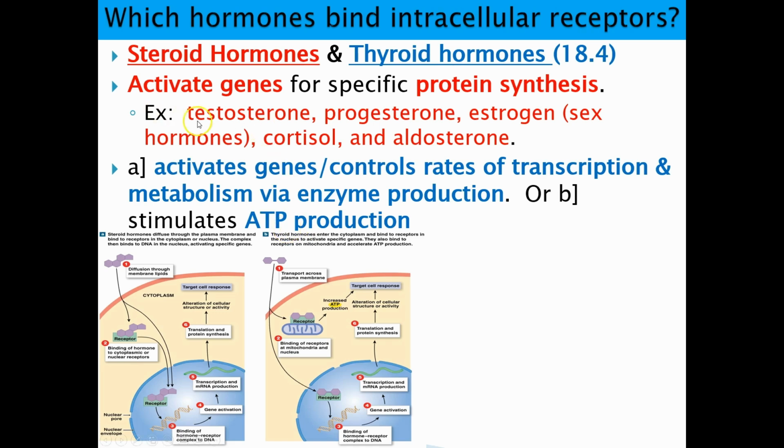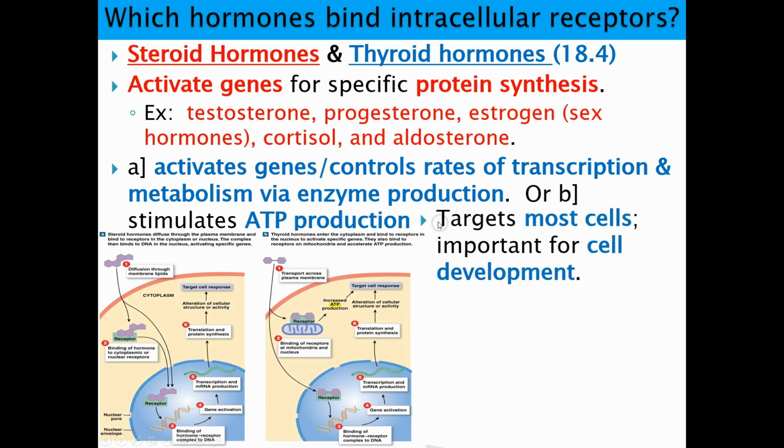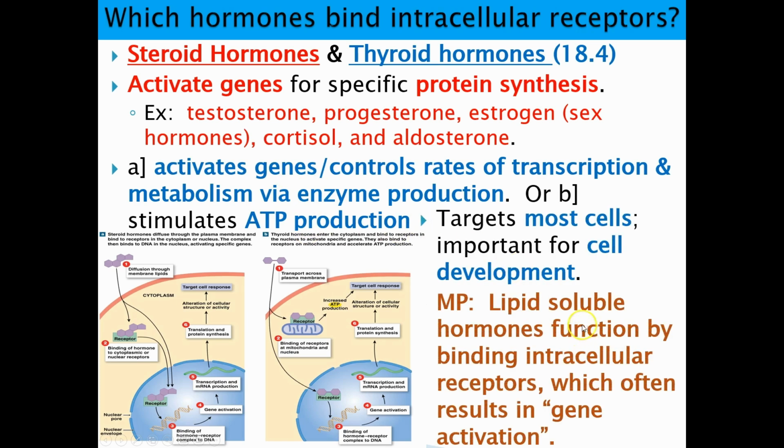For steroid hormones, that's as simple as we leave it. Binds intracellular receptors and activates genes. For thyroid hormone, it does this exact thing, but notice it also has a receptor on the mitochondria, and if you remember, the function of thyroid hormone is to regulate metabolism, so ATP production. That's one of its functions as well. Main points: lipid-soluble hormones function by binding intracellular receptors, which often results in gene activation. The exception is thyroid hormone can also activate the mitochondria to produce ATP. That's the big difference, but if you can walk away with that big picture, excellent job.